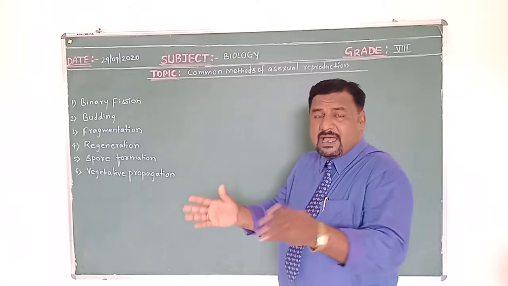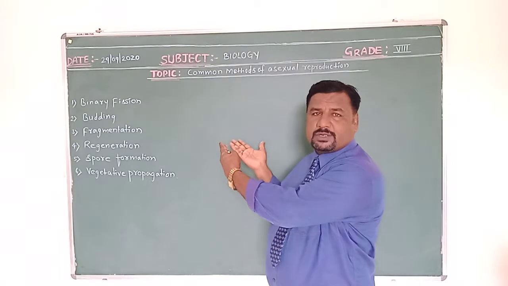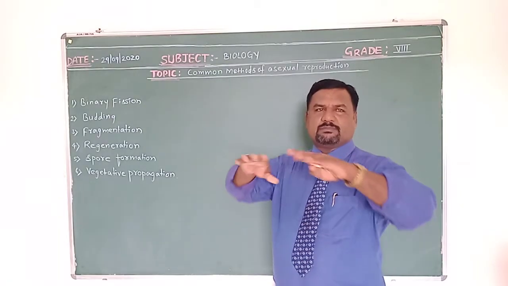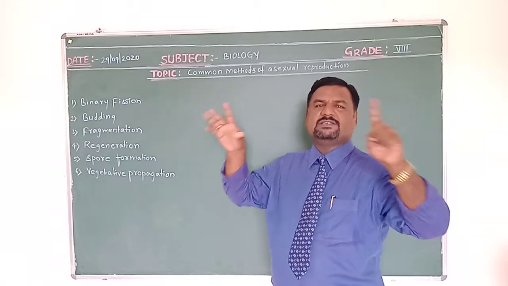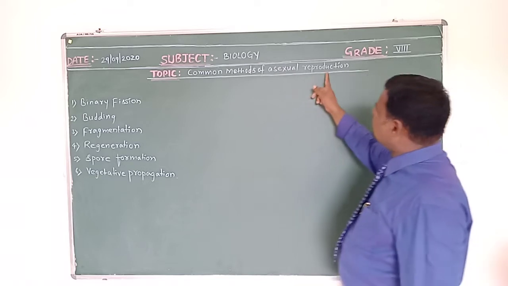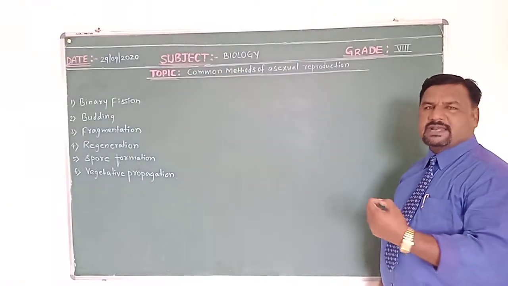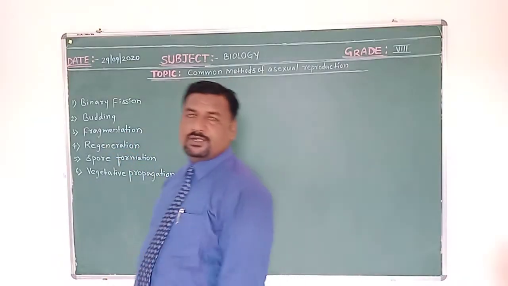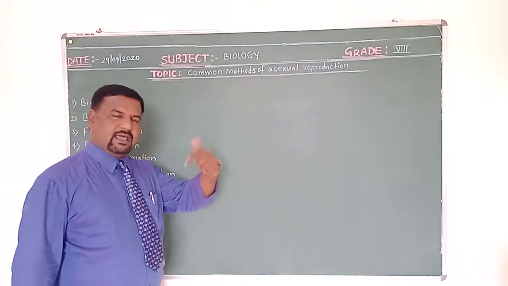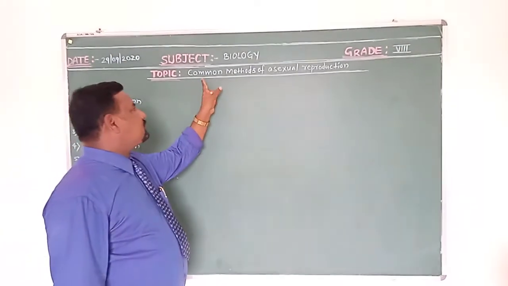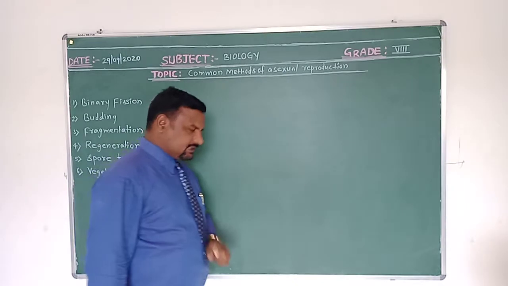If this happens and there is no reproduction, then what happens? One day the living organisms present on this planet become extinct. Therefore, reproduction is considered an important life process which enables living organisms to continue life generation after generation. Here, mainly we are going to discuss common methods of asexual reproduction.